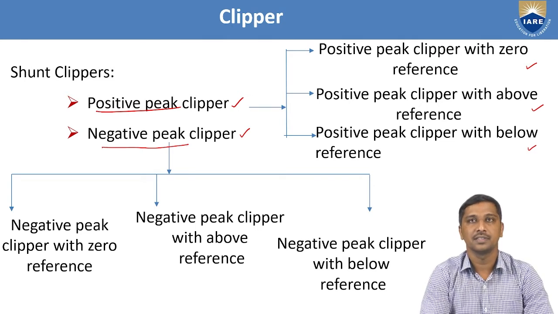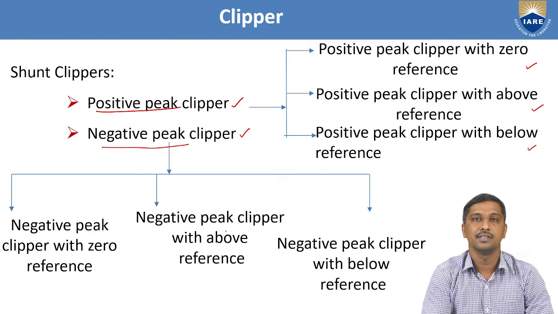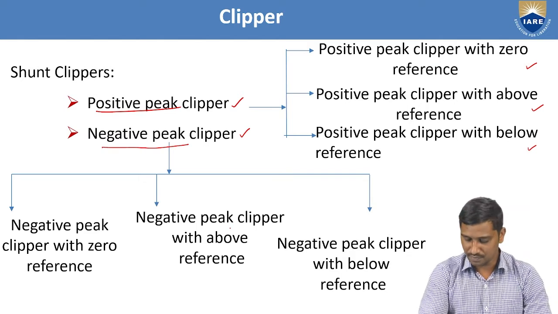Now we are going to discuss why it is called a positive peak clipper and why it is called a negative peak clipper, with zero reference voltages.